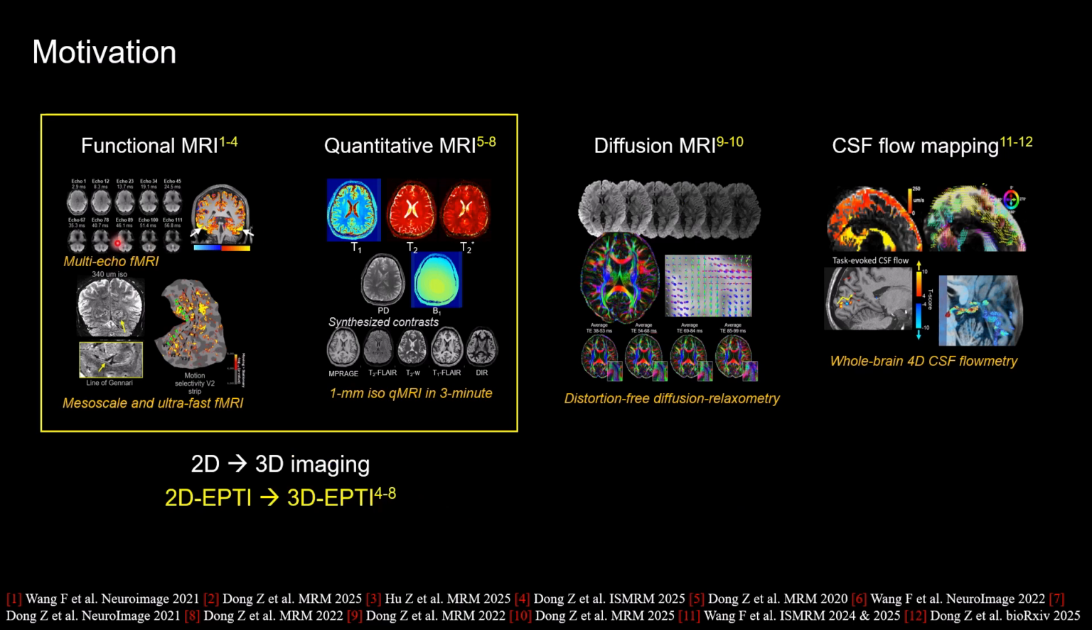For some applications, we can directly go from 2D to 3D imaging to improve the SNR. So we developed 3D EPTI with high-dimensional spatial-temporal encoding and much higher SNR efficiency, which allows us to achieve mesoscale fMRI with much higher spatial-temporal resolution and ultra-fast quantitative mapping.